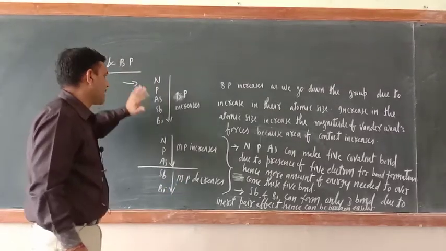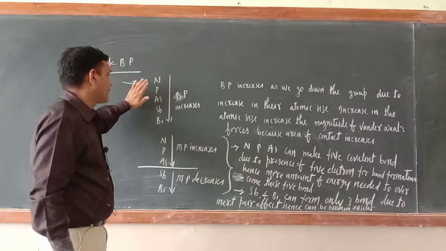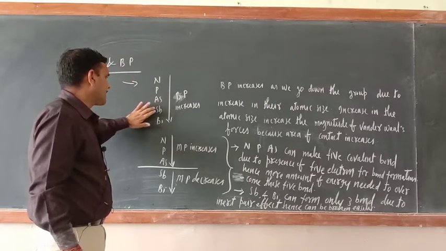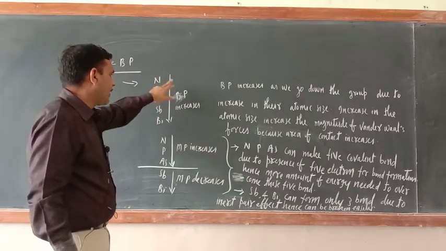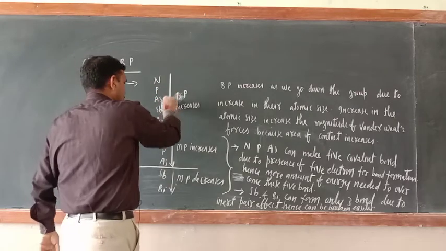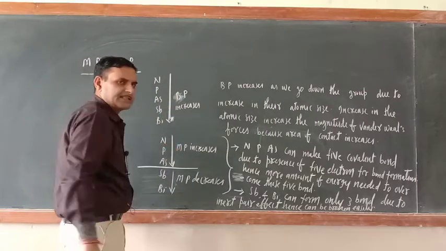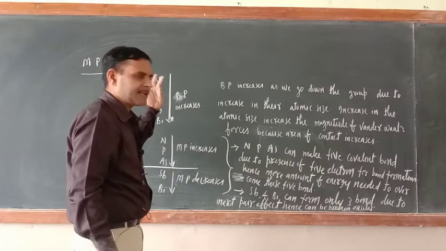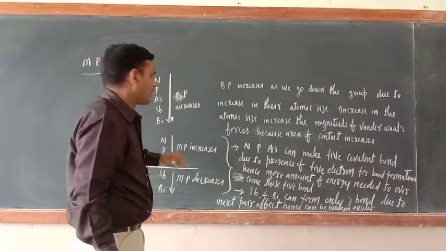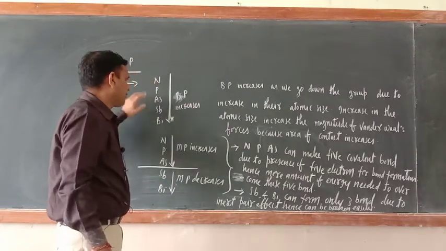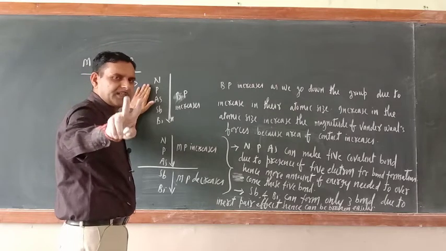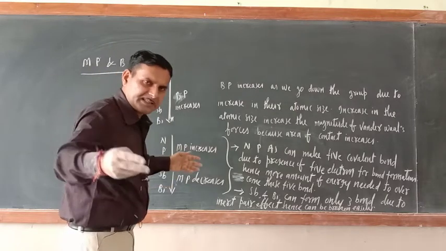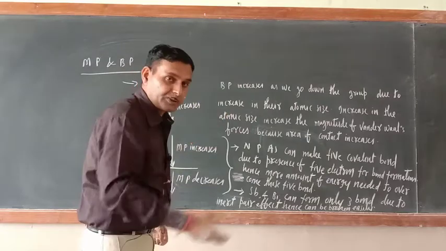Now just see, come back to the 15th group. Nitrogen, phosphorus, arsenic, antimony and bismuth. Boiling point, clear cut. This arrow indicates that boiling point increases down the group. Now the question arises here, why? Just see. As we come top to bottom, what is there? Atomic size is increasing. So when atomic size increases, then area of contact also increases.